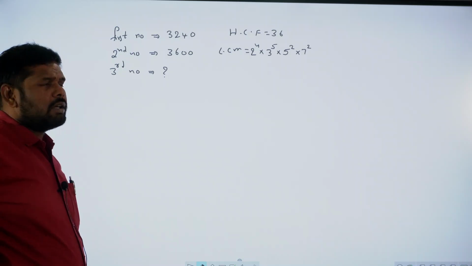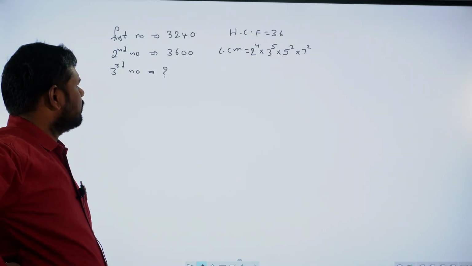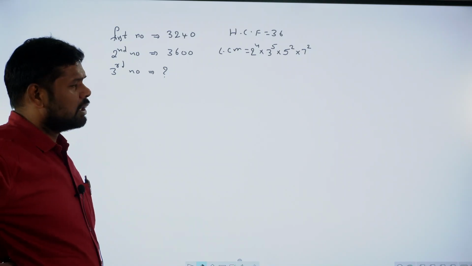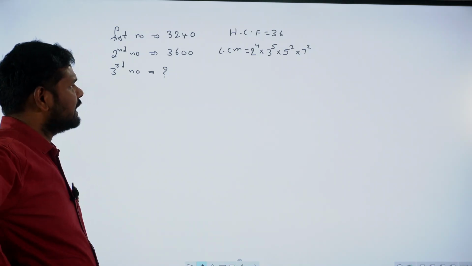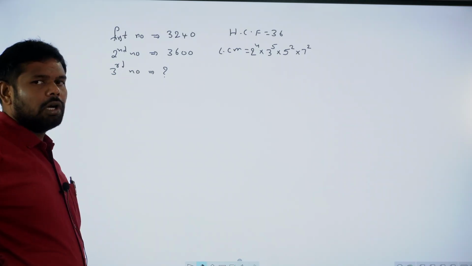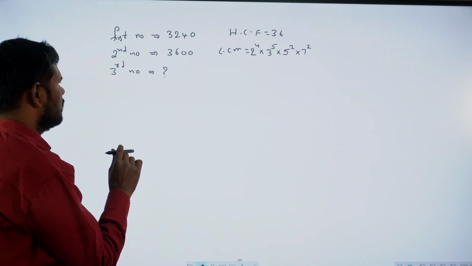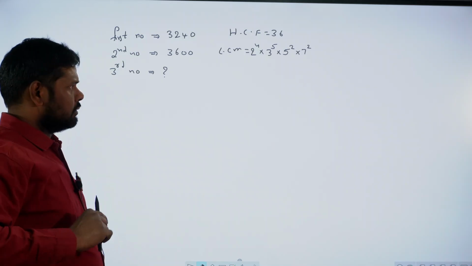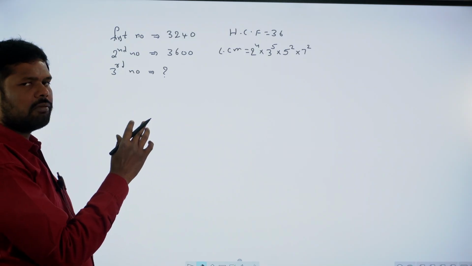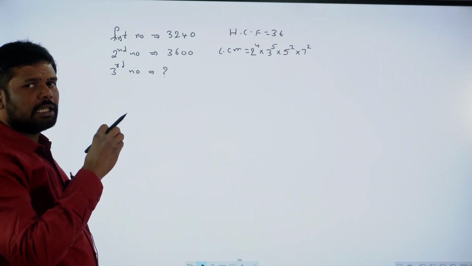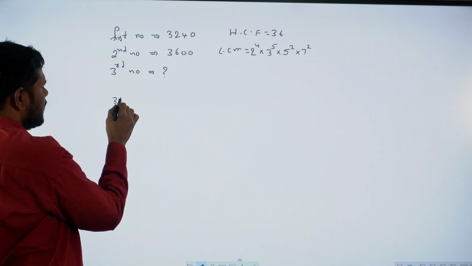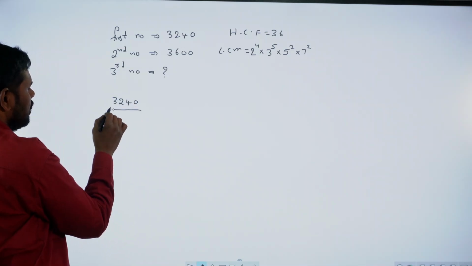So the first number is 3240, another number is 3600. The LCM of three numbers is 2 power 4 into 3 power 5 into 5 square into 7 square, and HCF equals 36. Then find the third number. Right, so how are we going to solve this question? Once we solve it, we will definitely see how LCM and HCF are taken from prime factorization. For clear understanding, this question is important.